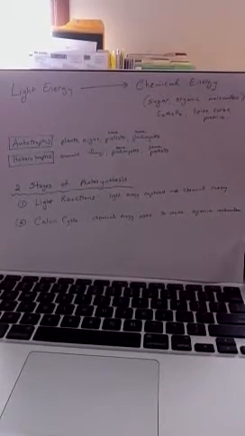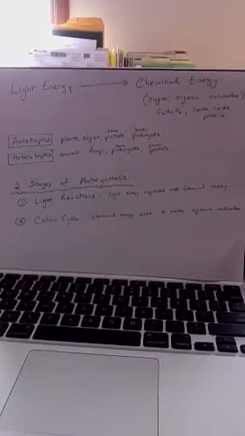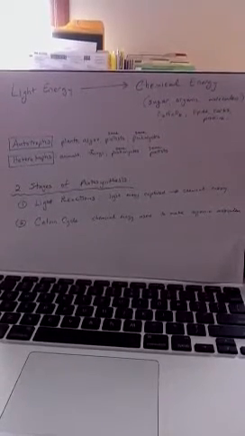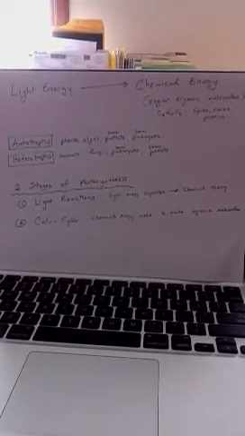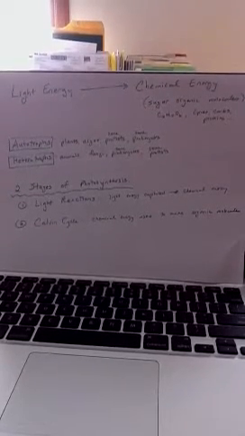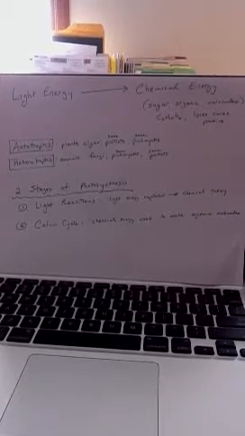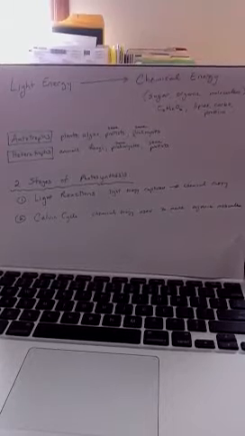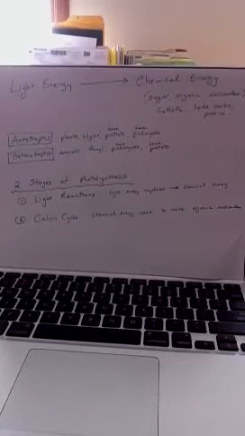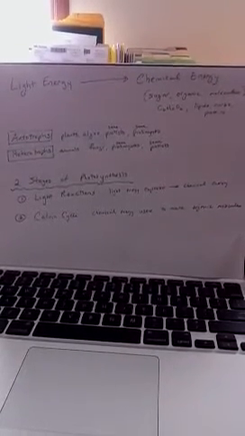All right, so big picture now. There are two basic stages of photosynthesis: the light reactions and the Calvin cycle. The light reactions are simply when light energy is captured and converted into chemical energy. And the Calvin cycle is when chemical energy is used to make or build organic molecules. So there's the synthesis part.